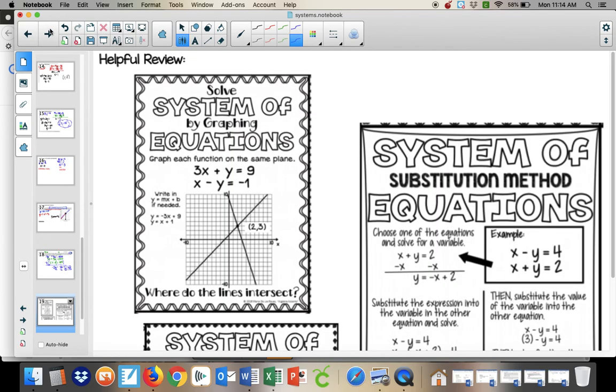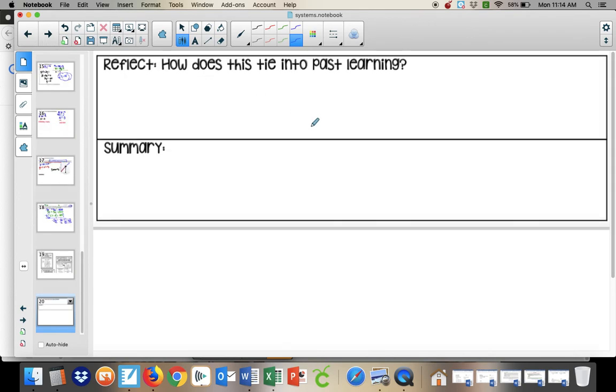All right, guys, so the end of your page or your packet here has a couple of little helpful reviews. So it goes through a visual of what the systems are, where they intersect. It goes through a visual of how you would do substitution and a visual of elimination. So I want you to reflect on how this ties into your past learning. That could be anywhere from reviewing graphing, reviewing slope-intercept form, reviewing how to substitute in and evaluate problems. Distributive property, we did that in this.